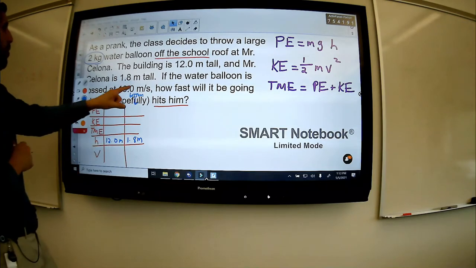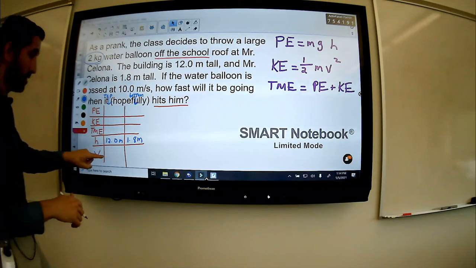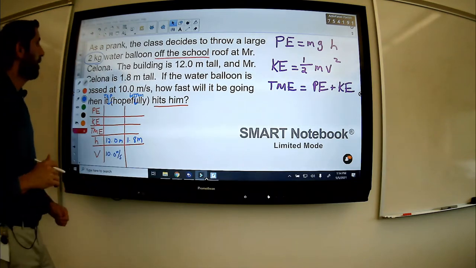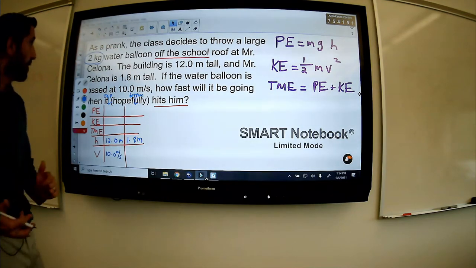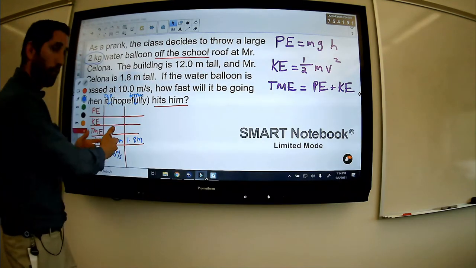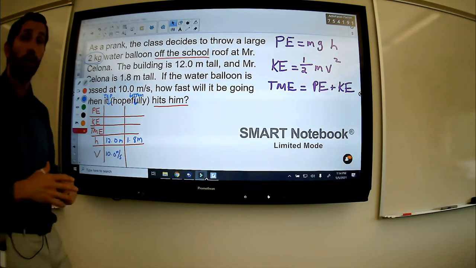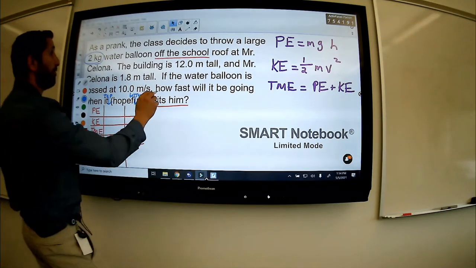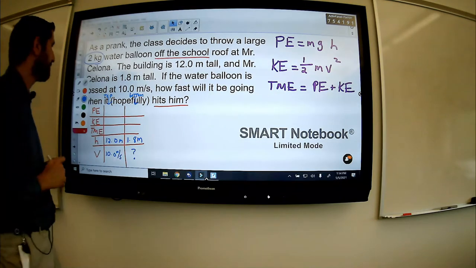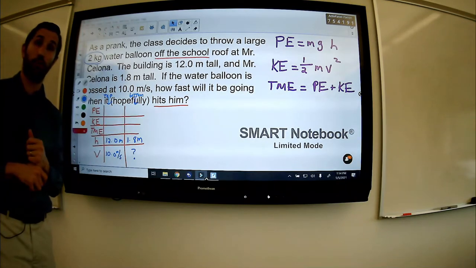It also says the water balloon is tossed at 10 meters per second. That's off the building. So the original velocity at the top was 10.0 meters per second. The very first thing I want to do is take any relevant information that we know from the problem and get that into the chart where it belongs. So the height at the beginning, the velocity at the beginning, and the height at the end. The ultimate question is how fast will it be going at the end? So this is what we're trying to figure out in the end. In order to get to that step, we're going to have to go through these steps along the way.